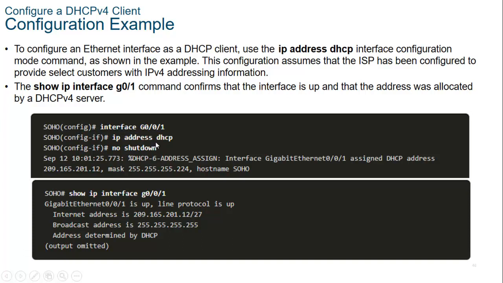Once you do that, and if all the other configurations on the ISP are done, you would receive this message from the router: interface GigabitEthernet0/0/1 assigned DHCP address 209.165.201.12 with the subnet mask, and the host name is SOHO. We can verify this with the show ip interface command, and we would see that in fact this particular interface has been given that IP address with the subnet mask and the broadcast address, and the address has been determined by DHCP.